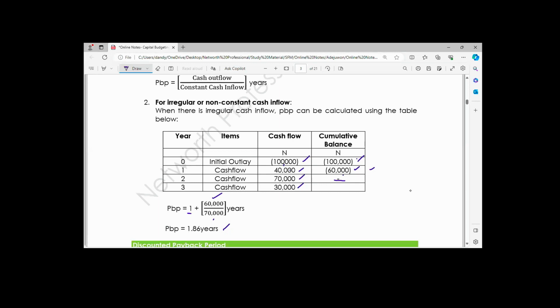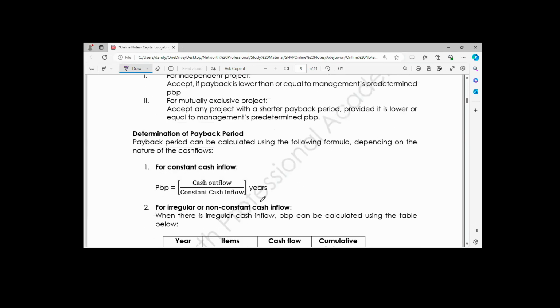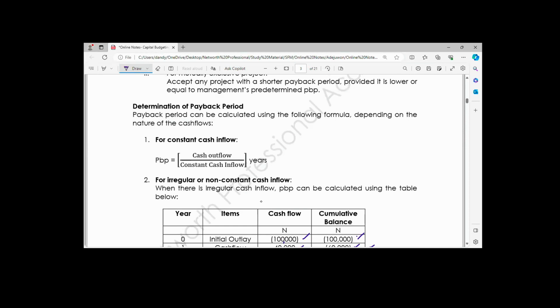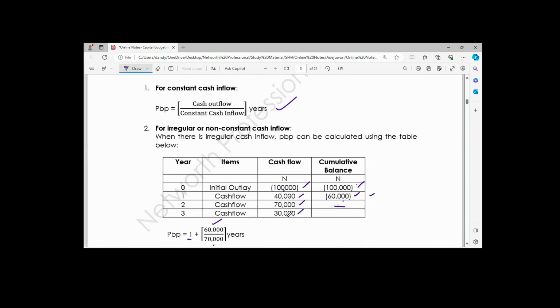As we proceed, we are going to solve a bigger question than this. All right, so this is how to calculate payback period. Where there's regular cash inflow, you use that formula. Where there's no constant cash inflow, or irregular cash inflow, you use the tabular method.